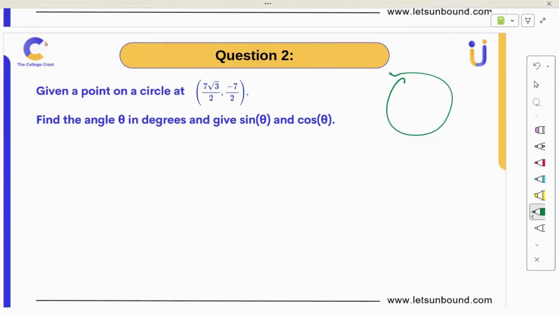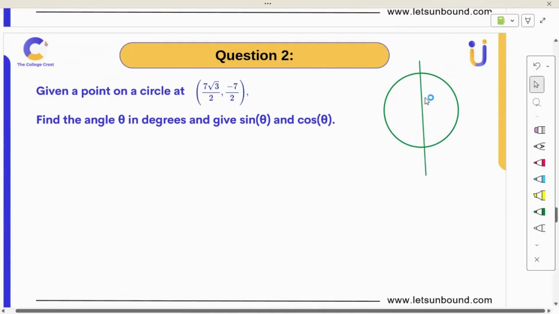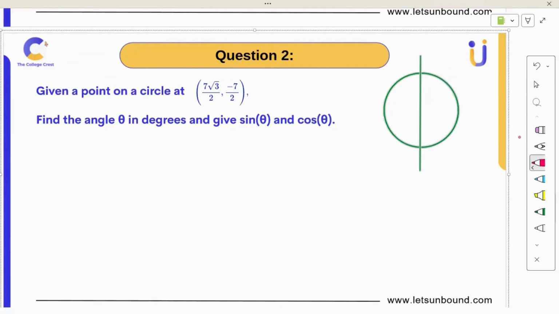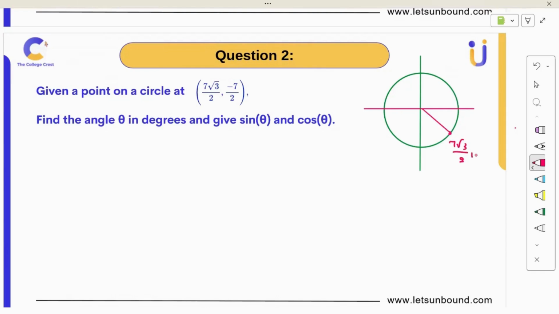So it's not a unit circle, it's a circle with a radius other than 1, right? So let's take this circle with radius r. The coordinate has x positive and y negative here: 7√3/2, −7/2.